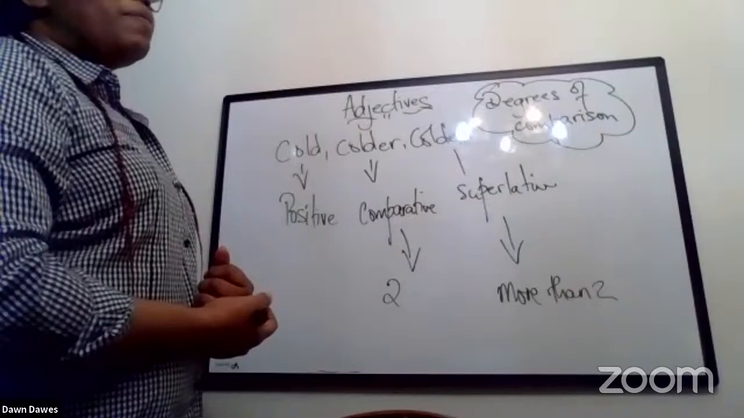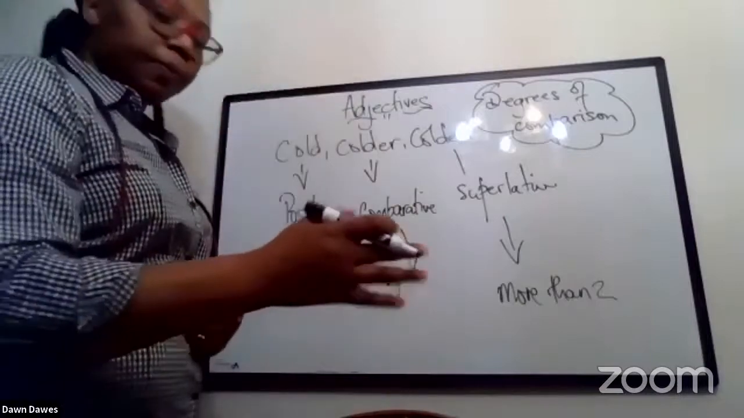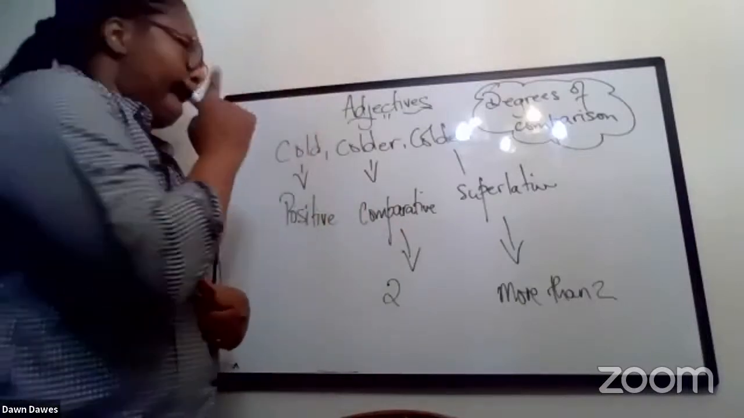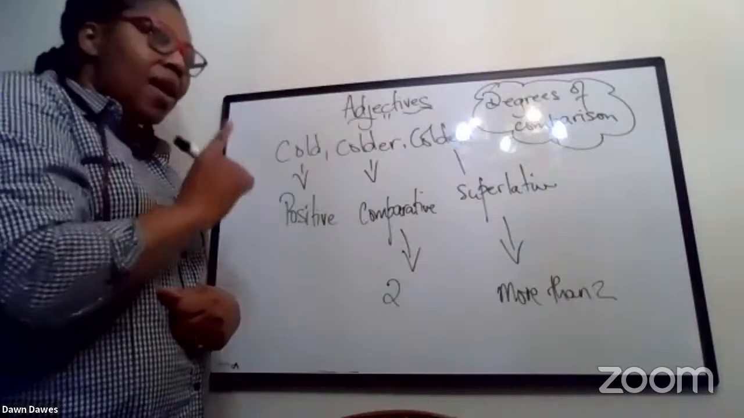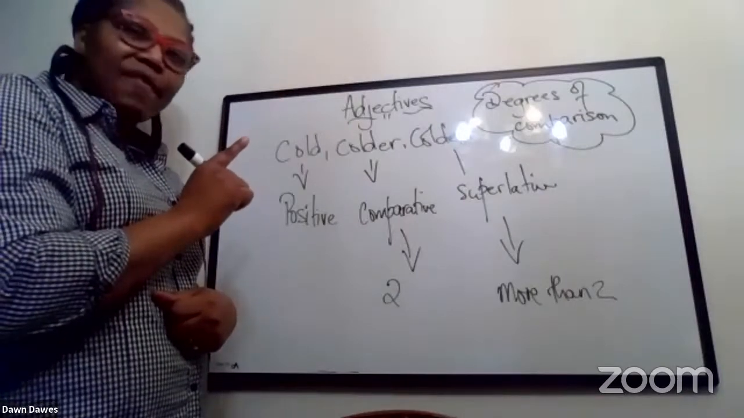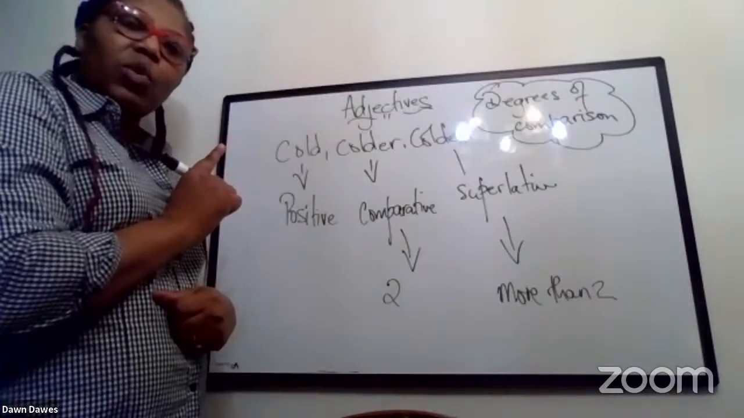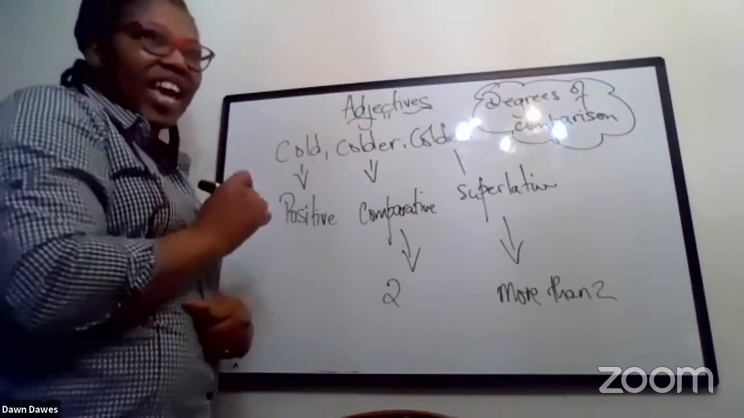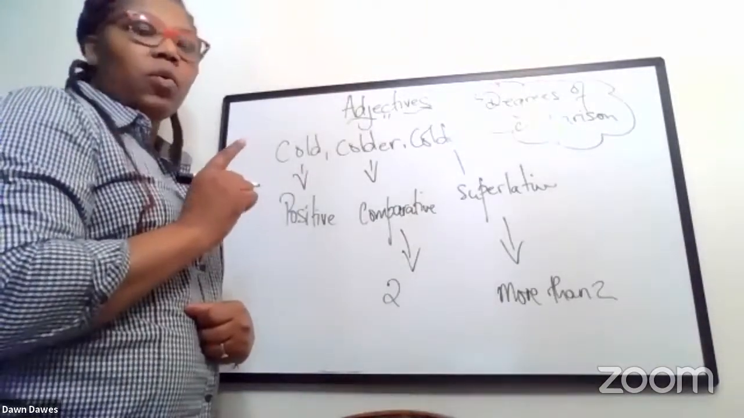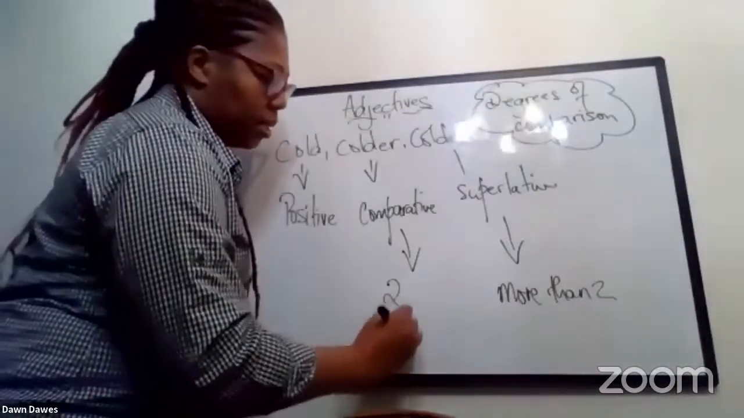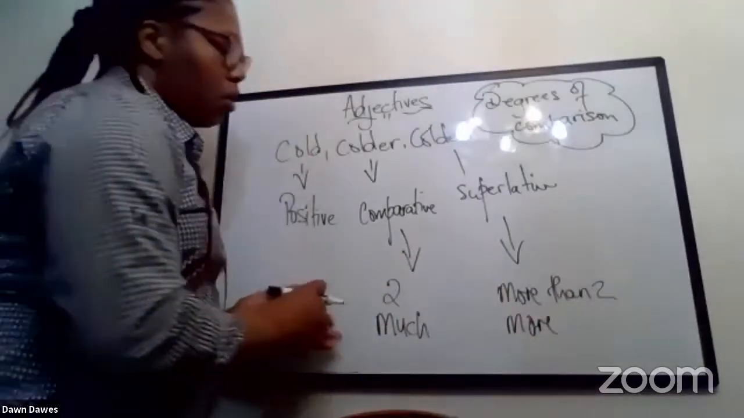But let's look at another one: beautiful. Would we say for the positive, beautiful, comparative, beautifuler? You know, "she's beautifuler." Never heard it before. "She's beautifulest." Never heard it before. One of the things we need to pay attention to, whenever we are looking at an adjective where it has two or more syllables, then we're going to use words such as much and more.